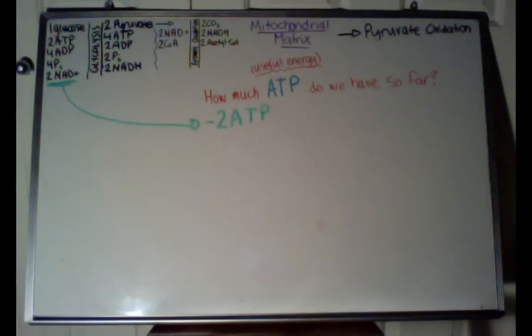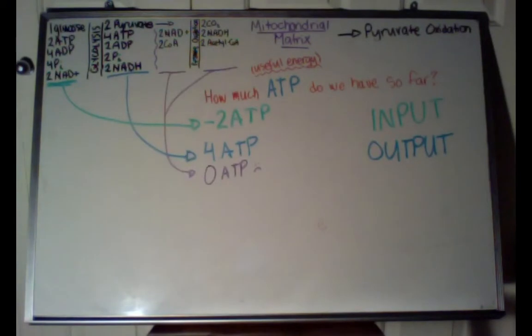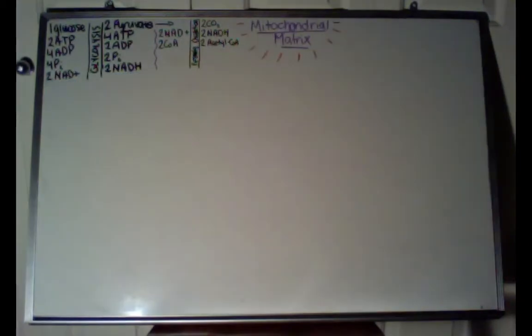So this is our useful energy. Well, here we put in 2 ATP, so that's kind of negative 2 ATP, which is our input, and then our output was 2 ATP and another 2, so 4, and then nothing produced in pyruvate oxidation. So we have a total net of 2 ATP produced. This is not actually very much energy for a whole glucose, so we'll see where we get the next amount.